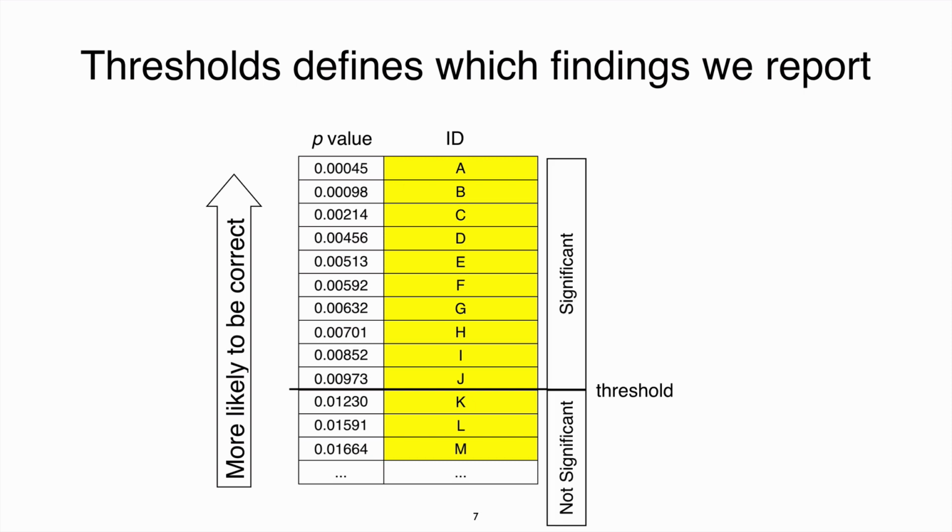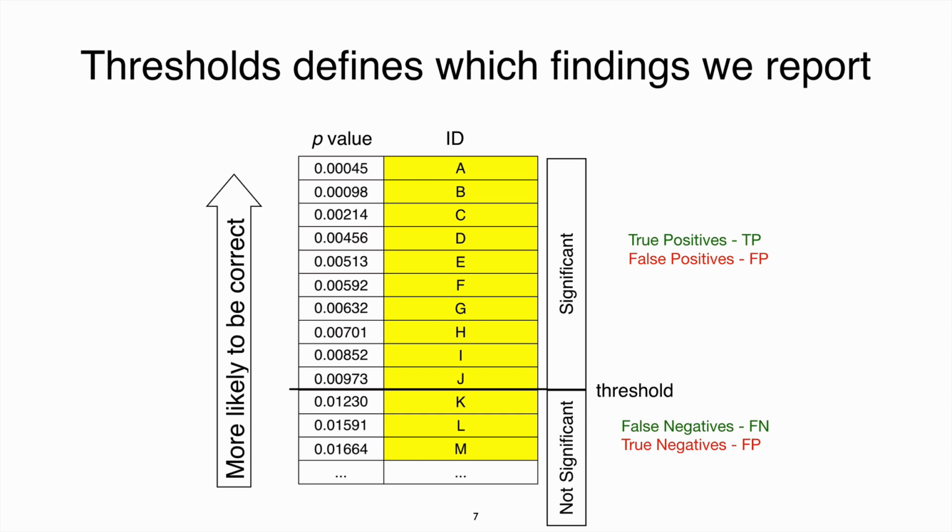So we could put a threshold in this list and say that everything above this threshold we deem significant, and everything below the threshold non-significant. So all the probes above the threshold are significant, everything below non-significant. Another terminology that you often see is that above the threshold we have our true positives and our false positives. And below the threshold we have our false negatives and true negatives.